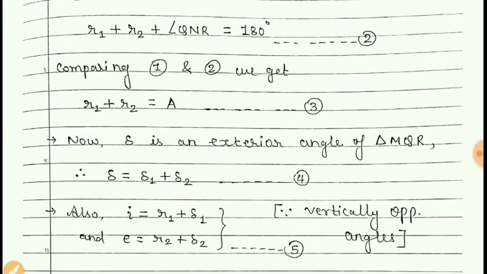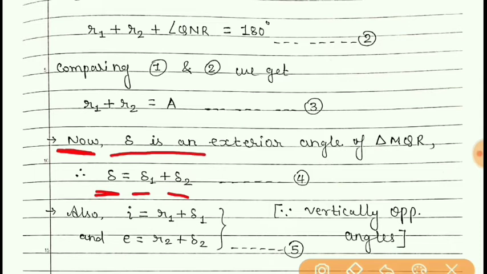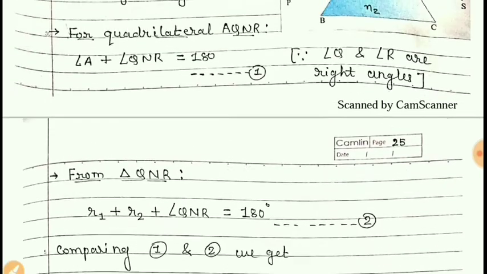Now, as I said earlier, deviation delta is equal to delta 1 plus delta 2. But here you have to mention this. Delta is an exterior angle of triangle MQR. Concept of exterior angle. Let us see this.